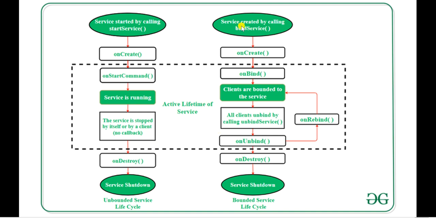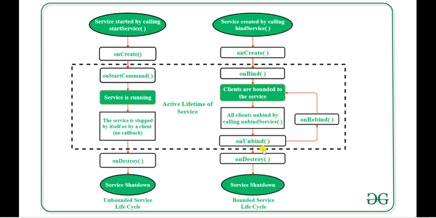The service can be either a bound service or a started service, and it can be both also. When you call start service, the service is started, and after onCreate it will call the onStartCommand event, and then you can stop it by calling stop service. In a bound service, you call bind service in your main activity or any other activity, and then in the service class it will have the onBind method, and you can unbind by calling the unbind service method.